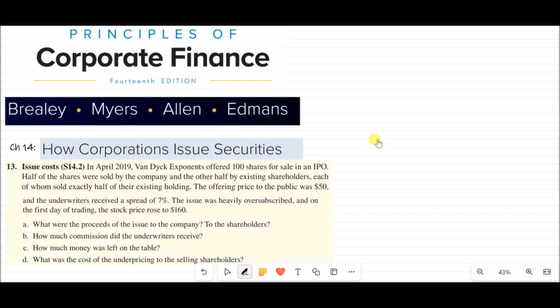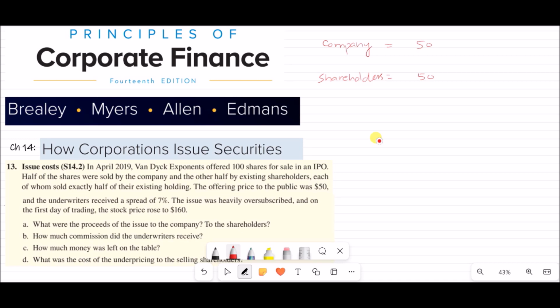Question number 13. In April 2019, Van Dyck Exponents offered 100 shares for sale in an IPO. Half of the shares were sold by the company and the other half by the existing shareholders. So 100 shares offered in an IPO. The company is selling 50 shares and also the shareholders are selling their 50 shares, each of whom sold exactly half of their existing holdings.